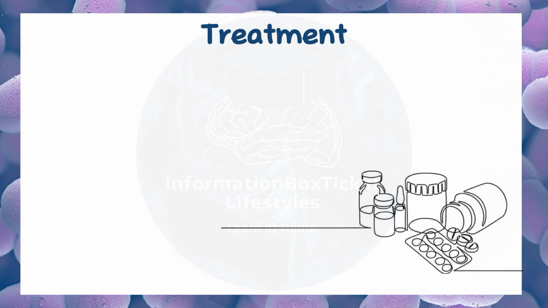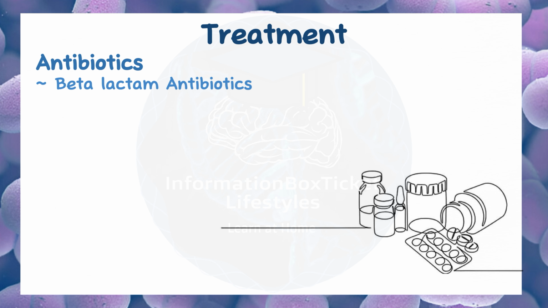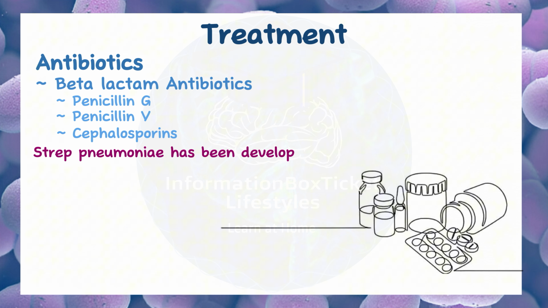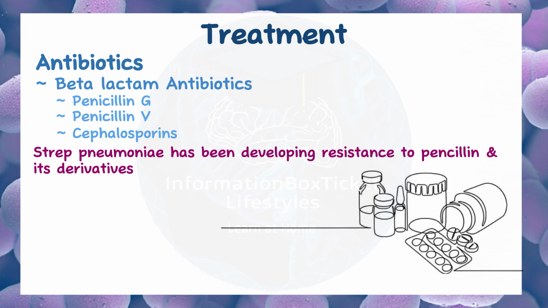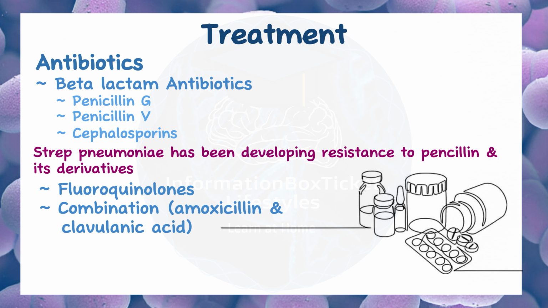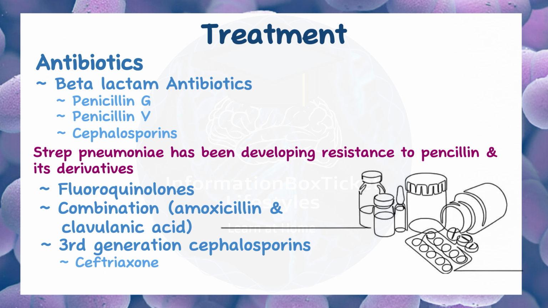Finally, treatment for infections with strep pneumoniae requires antibiotics. The classic first line of treatment includes beta-lactam antibiotics such as penicillin G and V or cephalosporins. However, strep pneumoniae has been progressively developing resistance to penicillin and its derivatives, such as amoxicillin. As a result, alternatives include fluoroquinolones, the combination of amoxicillin and clavulanic acid, as well as third-generation cephalosporins like ceftriaxone and cefotaxime. Ultimately, vancomycin and linezolid can also be used.